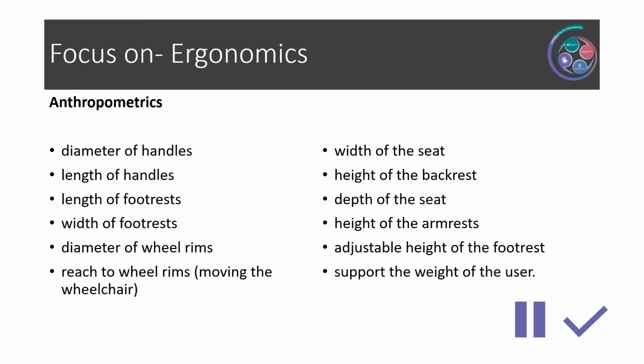the diameter of wheel rims and the grip of a person's hand, reach to the wheel rims and the comfortable distance someone can extend their arm, the width of the seat in relation to the width of a person's hip, the height of the backrest in relation to the height of a person's back, the depth of the seat in relation to the size between knee and buttocks, the height of the armrests in terms of a comfortable seating position for arms folded, adjustable height of the footrest to adjust for different sizes of people, and the support of the weight of user in relation to the person's weight. Pause the video now and mark your anthropometric answers.